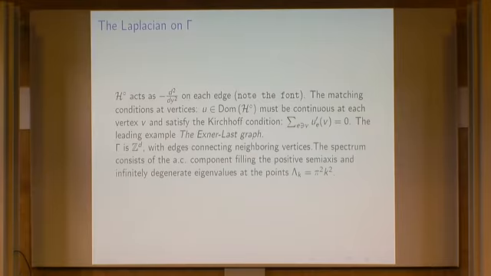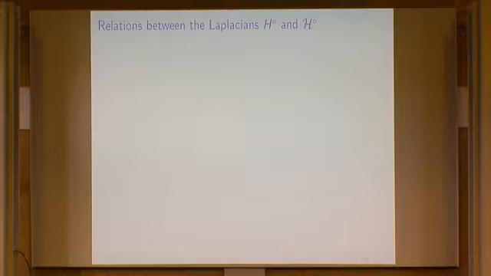It's easy to calculate the spectrum, which is a little bit peculiar. So the spectrum of the Laplace operator on this Exner-Lass graph consists of an absolutely continuous component which fills the positive semi-axis, and also there are infinitely degenerate eigenvalues at the points pi squared times k squared. So it's exactly the ones going along edges and somehow matching, so that there are only finitely many of them. So this is the spectrum.